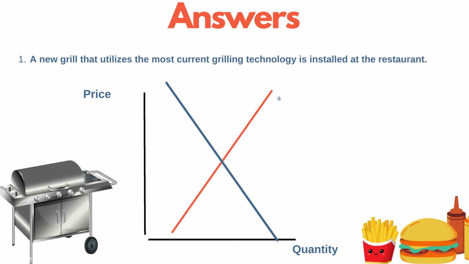Number 1. A new grill that utilizes the most current grilling technology is installed at the restaurant. This change results in an increase in supply as technology is a shifter of supply. The restaurant is now able to make burgers more efficiently and, therefore, able to produce more.